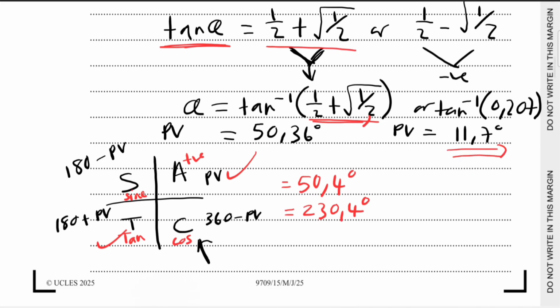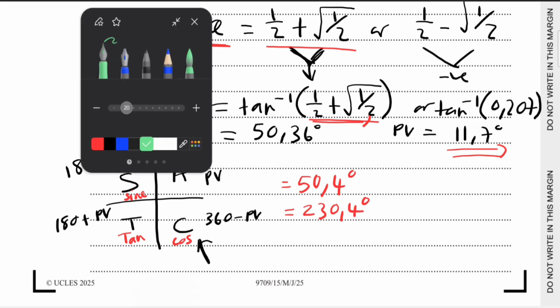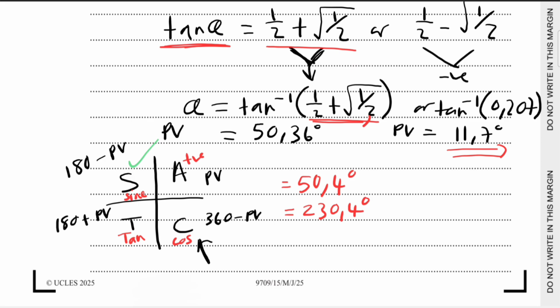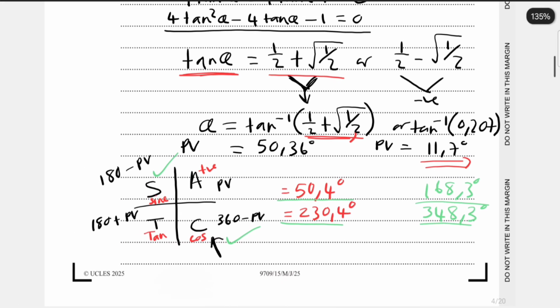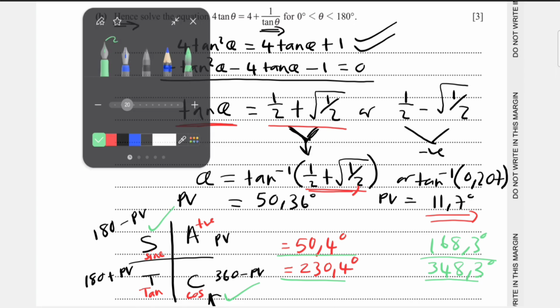And for this one, we know that our tan is negative, right? So when our tan is negative, we consider the second and the fourth. And for the second, you can see it's 180 minus the principal value, 180 minus 11.7, which is 168.3 degrees. And for the fourth, it's 360 minus 11.7, which is 348.3, right?